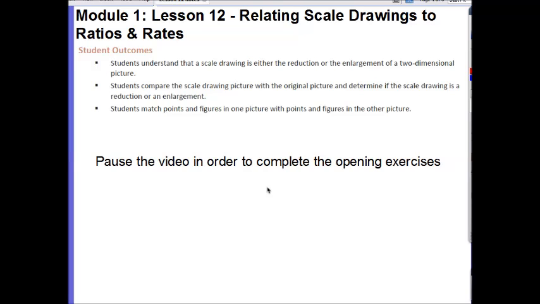Students match points and figures in one picture with points and figures in the other picture. The first thing I'd like you to do is actually to pause the video in order to complete the opening exercises. And when you are ready to go, just go ahead and unpause the video.